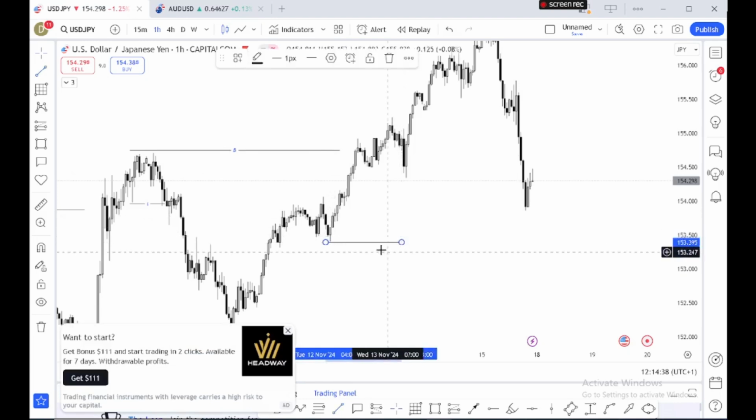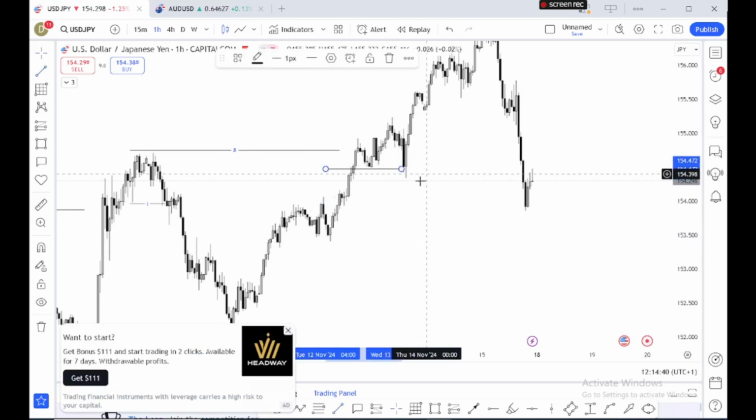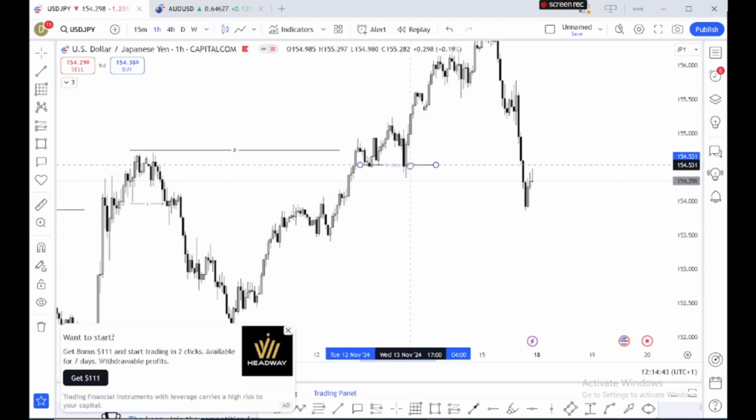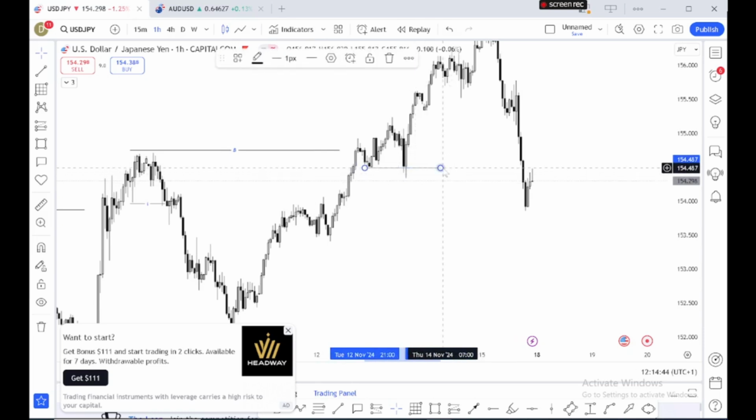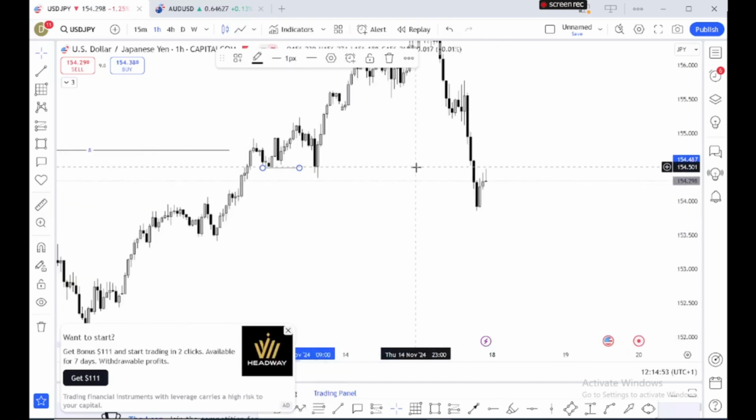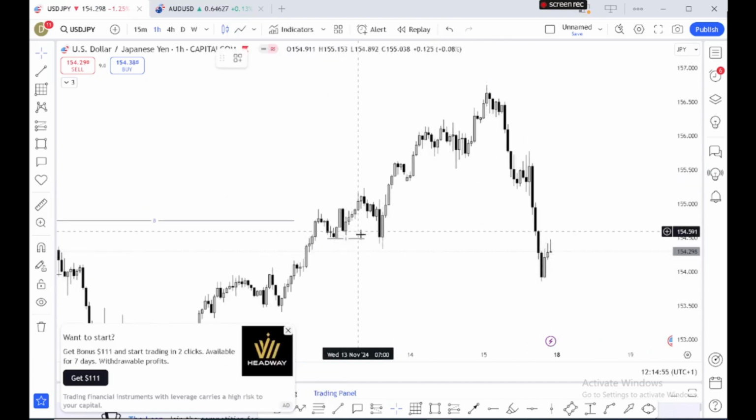This was the first inducement. Market refused to come back, created another inducement here. And as you can see, market did what? Market came back for this inducement, and did what? Sweep this inducement and push up.